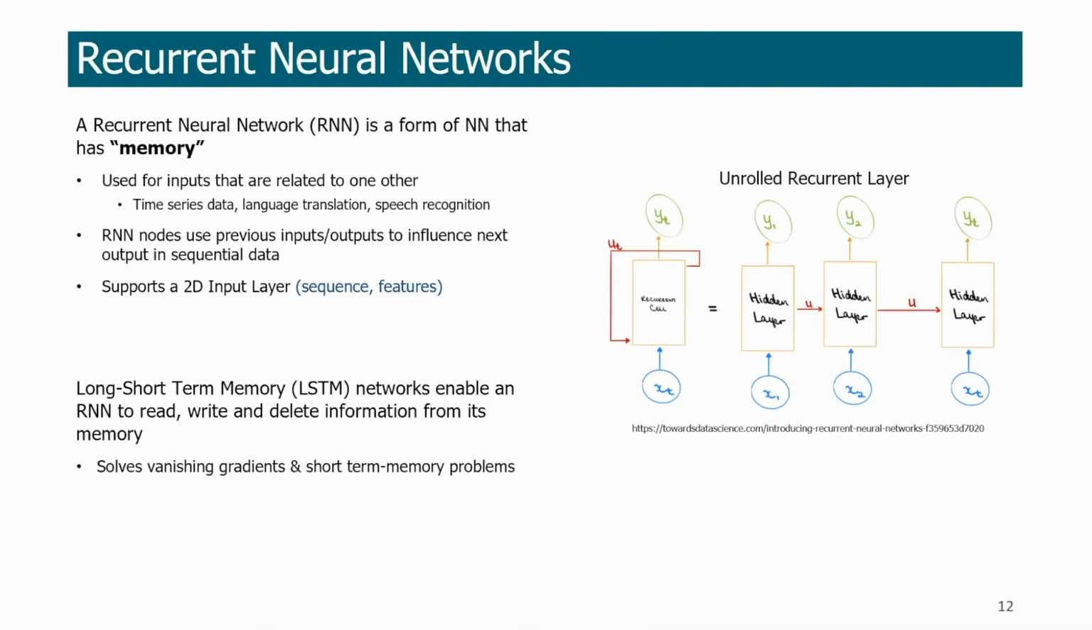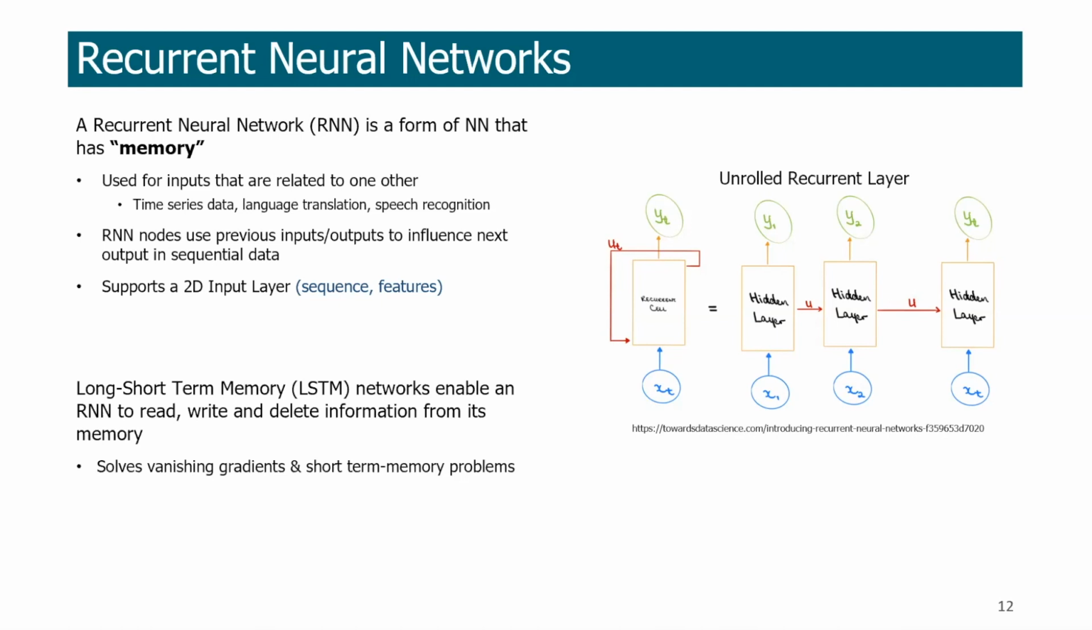So I now want to introduce recurrent neural networks, which are a form of neural network that has memory. So basically the nodes within a recurrent layer use outputs from previous nodes to influence the next output in sequential data. And because of this function, RNNs are often used for inputs that are related to each other, like time series data, language translation, or recognition. And since RNNs are tailored to sequential data, they often support 2D input, or a sequence where each component has a set of features.